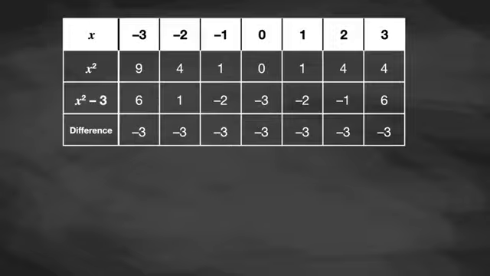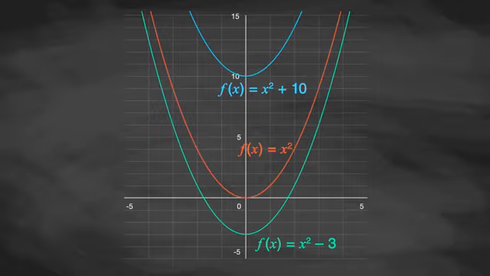Going through the same process for the quadratic expression x squared minus 3 results in the following table. Each value of x squared minus 3 is 3 less than the value of x squared. What this information tells us is that if you have a quadratic expression that consists of a quadratic term and a constant, the graph of the quadratic will shift vertically based on the constant term. If the constant term is positive, the graph shifts up on the y-axis. If the constant term is negative, the graph shifts down on the y-axis.